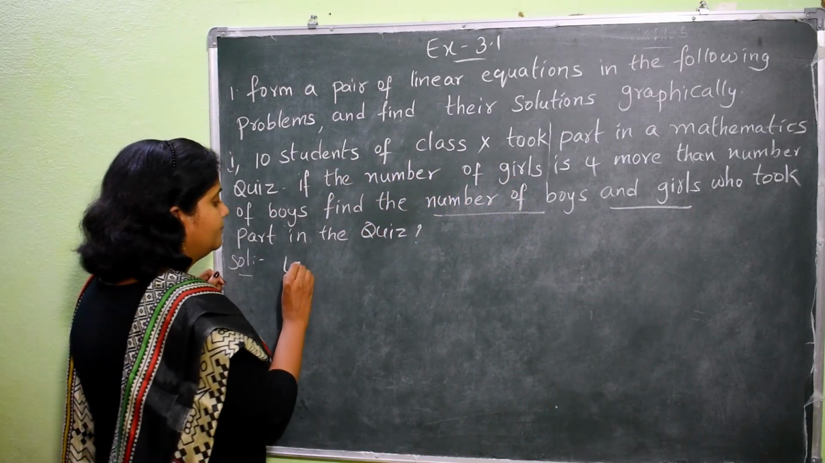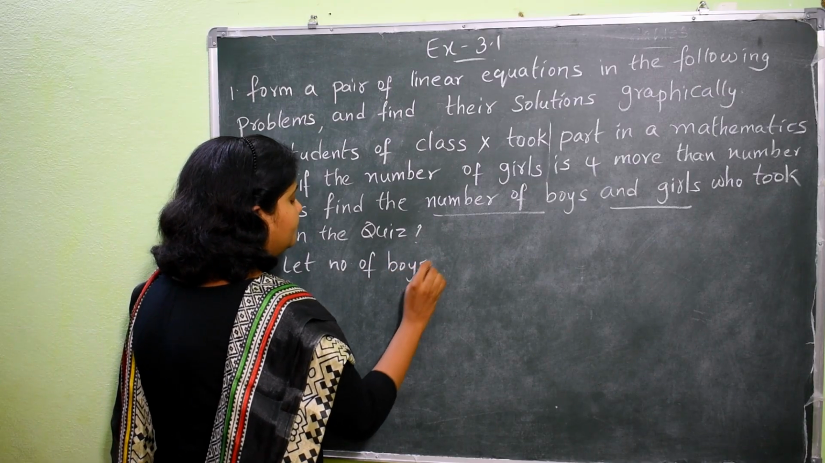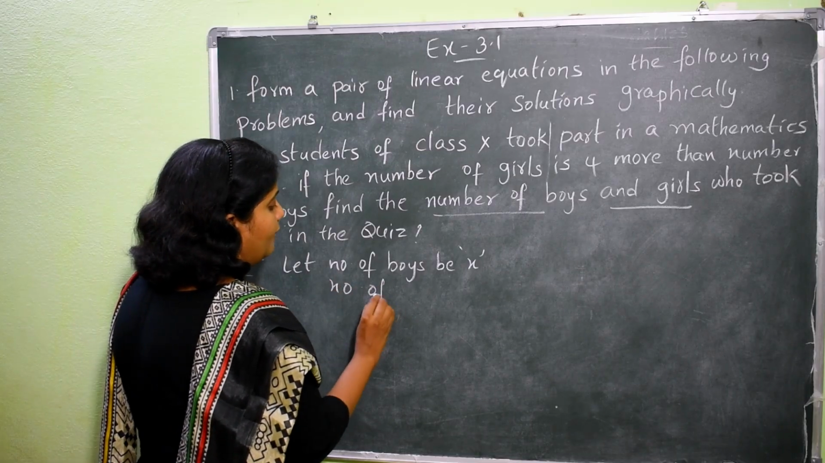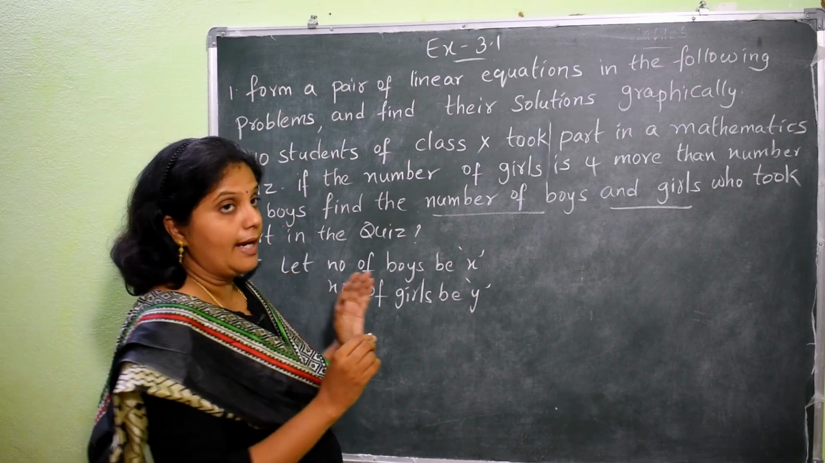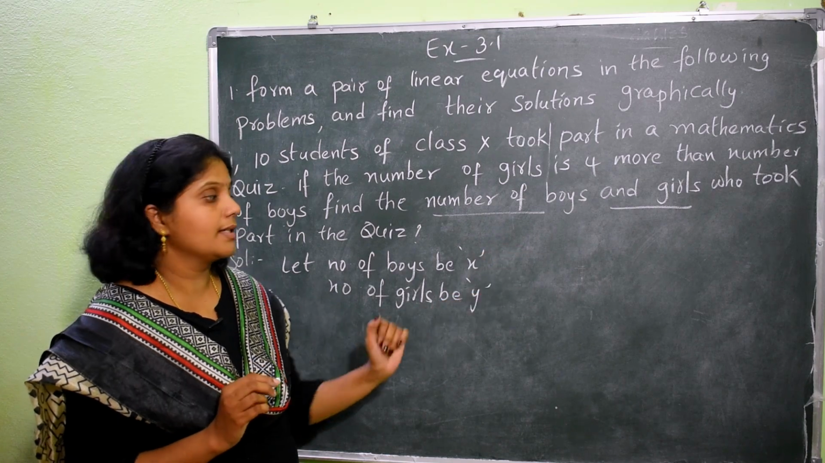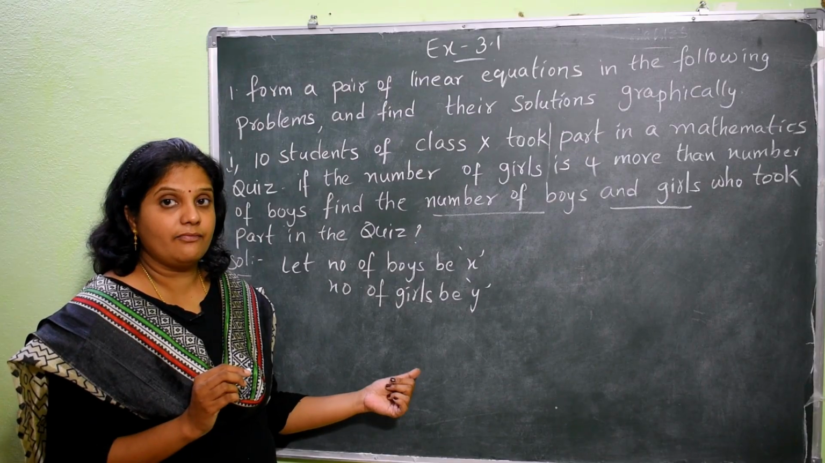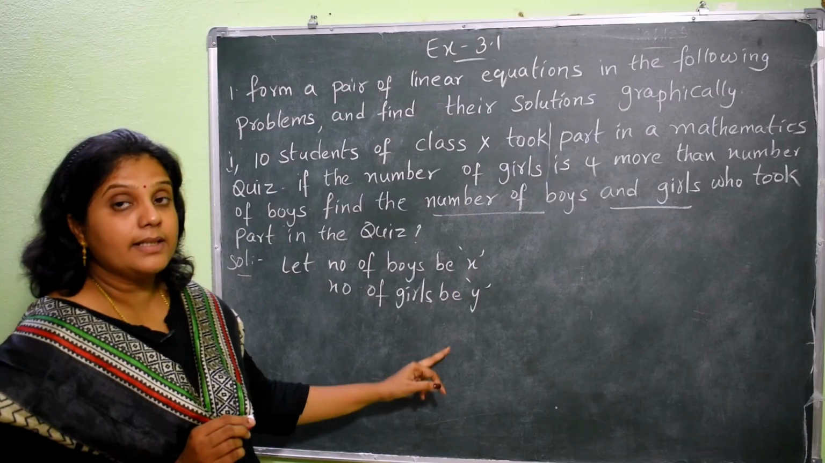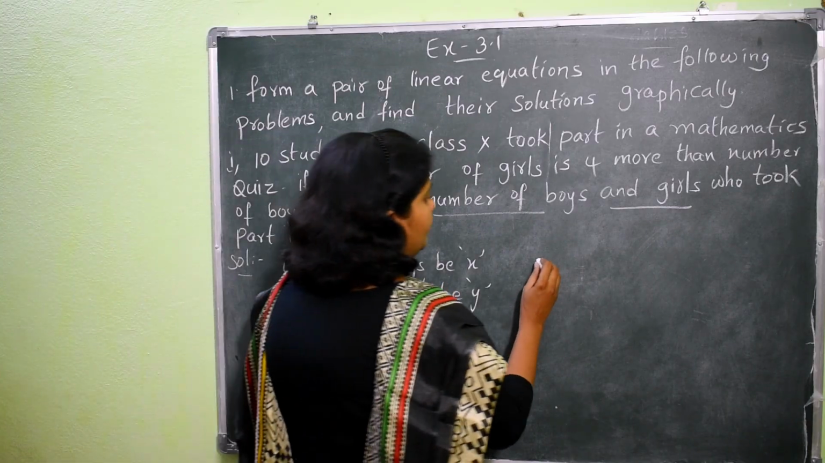So let the number of boys be x and the number of girls be y. Whatever we need to find, we should assume as x and y. So we need to find the number of boys and number of girls; the number of boys we are assuming is x and the number of girls as y. Okay, so total how many students? 10. Boys and girls together will form 10. So x plus y is equal to 10.